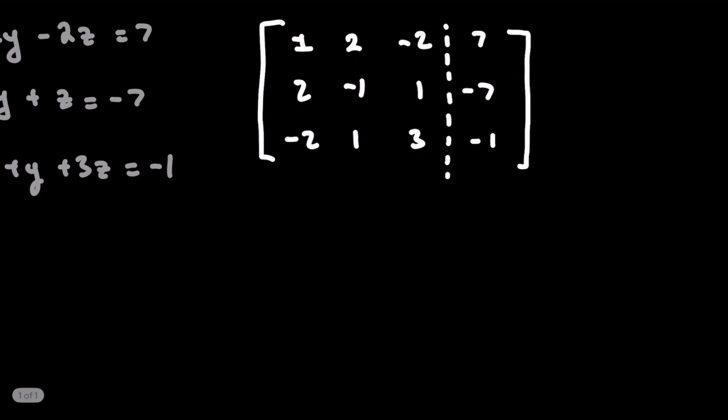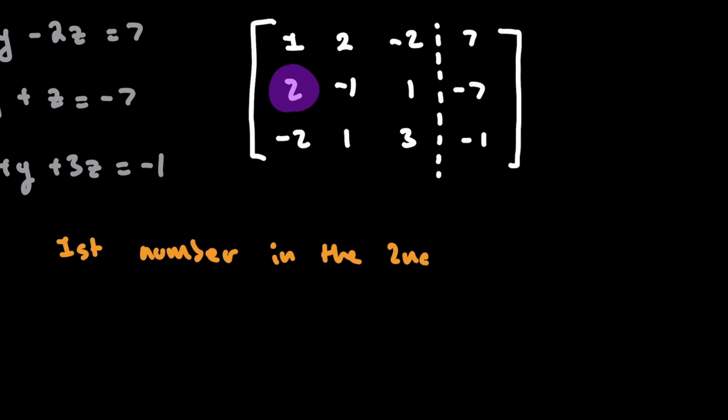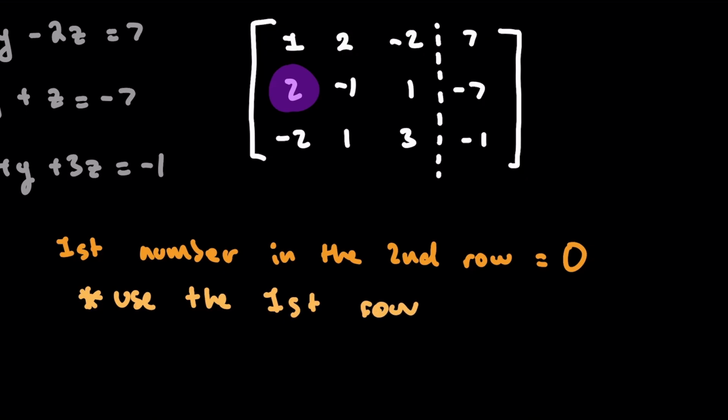Now, when we do Gaussian elimination, the steps will always be the same, regardless of what numbers you have and what equations you have. So the first step we always do is we try to make this number into a 0. So we try to make the first number in the second row equal to 0. And we can't just do that using any method we want. We must specifically use the first row. Using the first row. We cannot use the third row, only the first row.